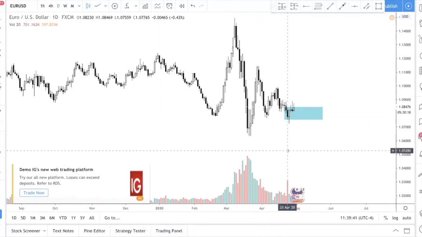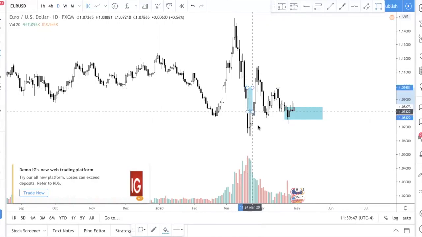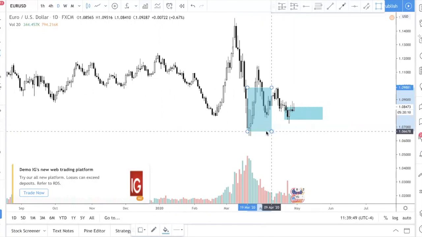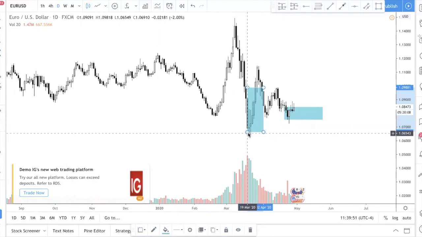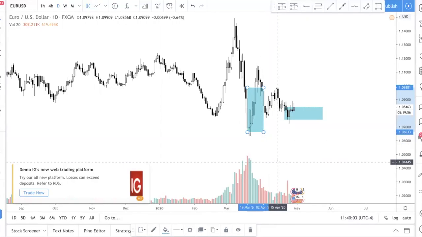So you want to draw this level. You also want to draw this entire level. Now this candle over here is way too wide. I don't really like to use this candle because it's too wide, but you can use this. You can just know that as long as price doesn't break below this whole zone, you probably will not see a very big movement down. That's how you interpret the candlestick patterns.